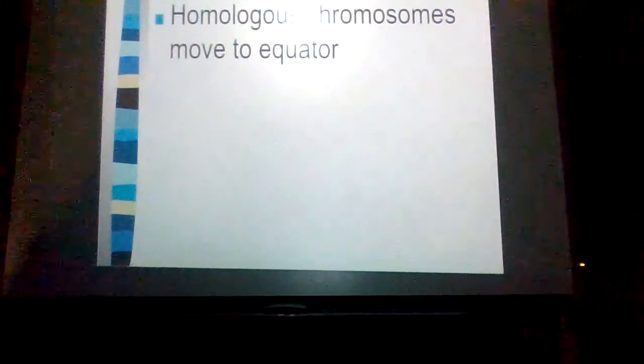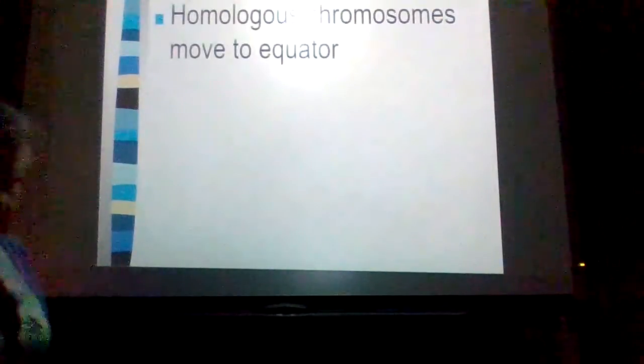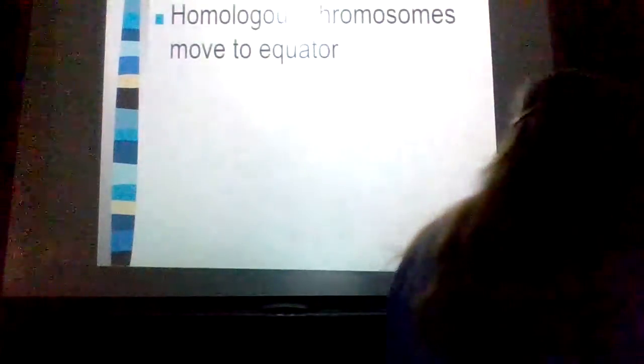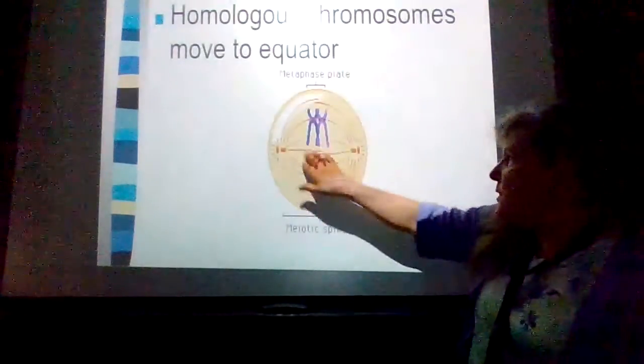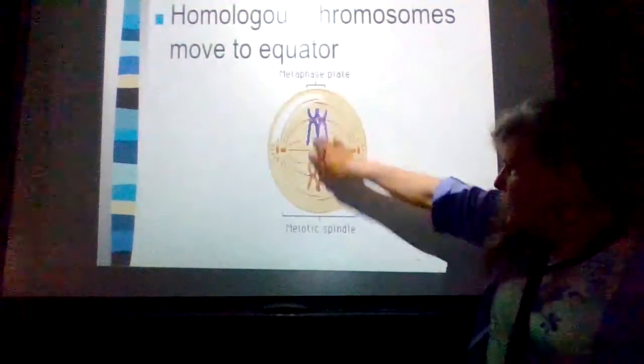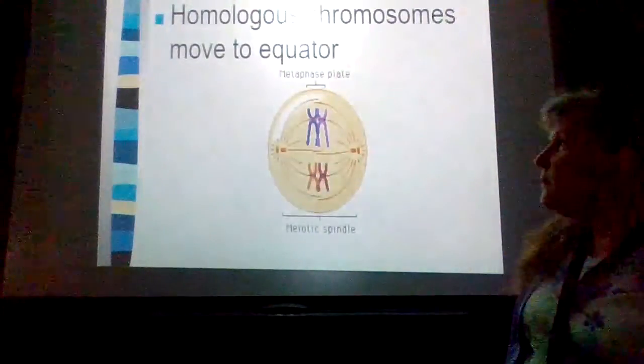Okay, metaphase 1, same old metaphase. My homologous chromosomes are going to move to the equator. So we're going to have pairs of chromosomes because they're homologous. And again, you can see our pairs here. And they are going to go to the equator of my cell.